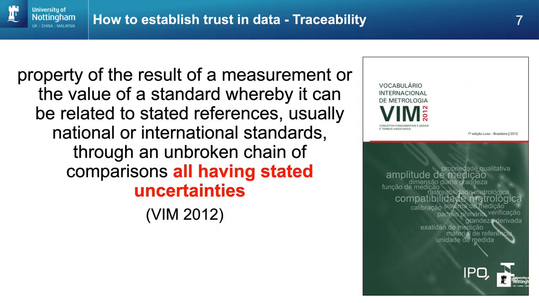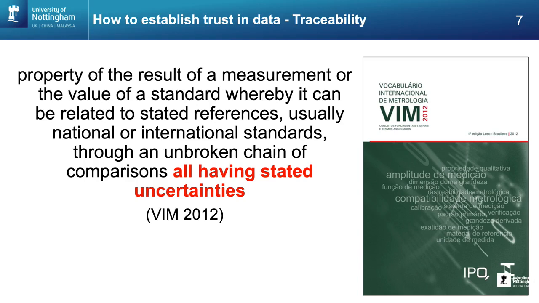Okay, so one of the key concepts we're going to talk about today when thinking about virtual instruments for measuring surface topography is that of traceability. Traceability is the property of the result of a measurement or the value of a standard whereby it can be related to stated references, usually international standards, through an unbroken chain of comparisons. And an important part at the end of that definition is all having stated uncertainties.